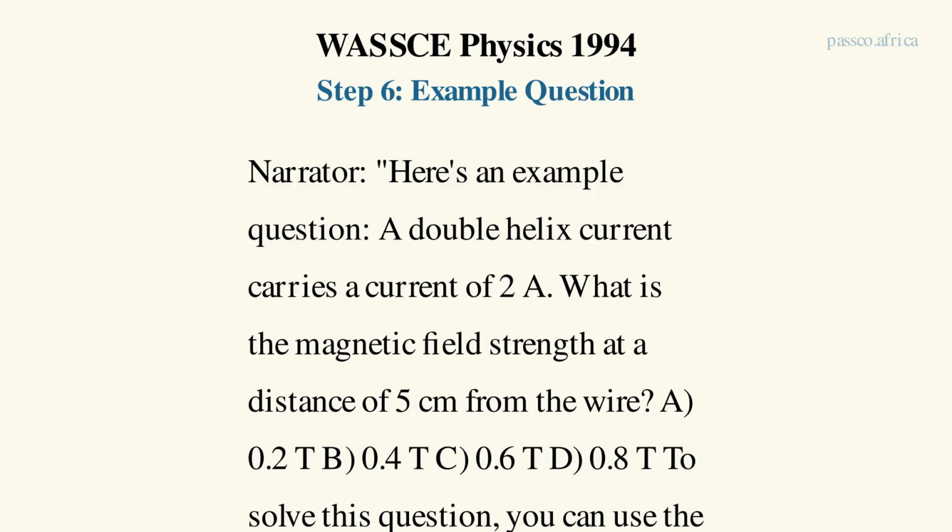To solve this question, you can use the formula B equals mu I over 2 pi r and plug in the values. We get B equals 0.40 T, so the correct answer is B, 0.40 T.